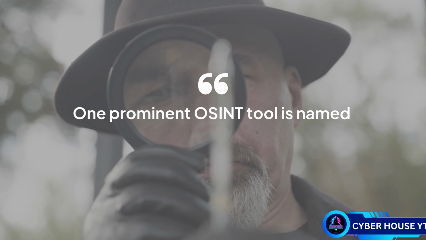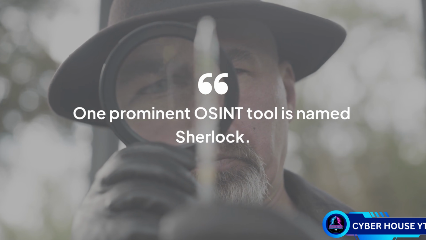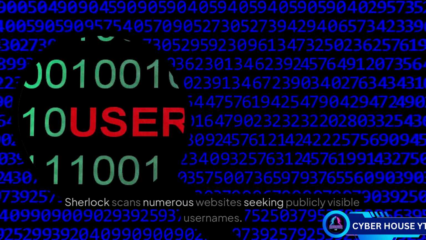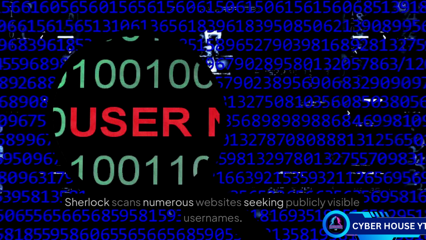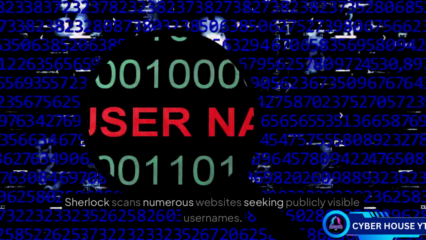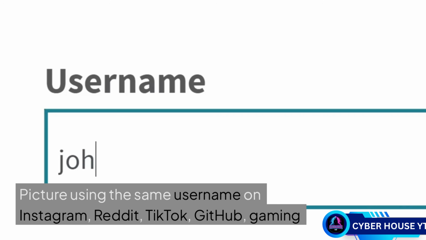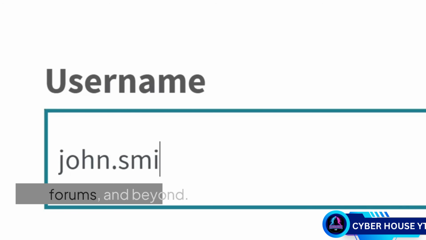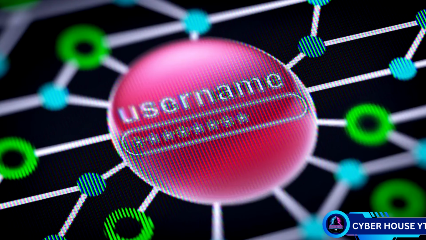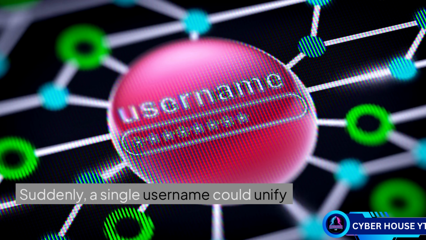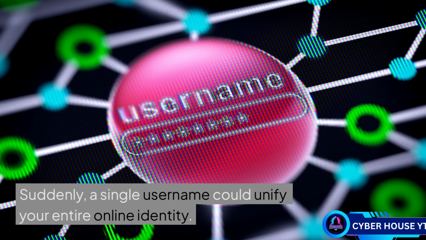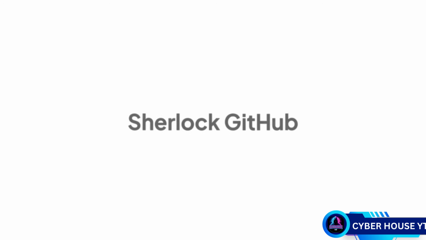One prominent OSINT tool is named Sherlock. Sherlock scans numerous websites seeking publicly visible usernames. Picture using the same username on Instagram, Reddit, TikTok, GitHub, gaming forums, and beyond. Suddenly, a single username could unify your entire online identity. Sherlock GitHub.